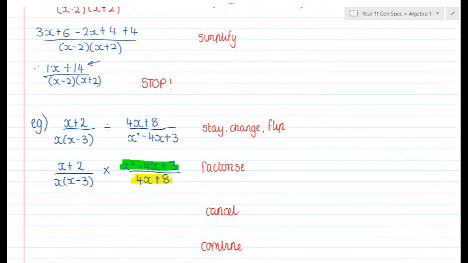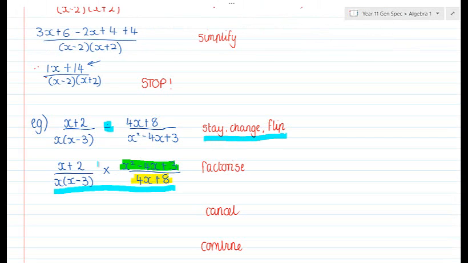Our second example is slightly different and requires different techniques. The first thing we see here is that we've got to divide. And when we divide fractions, we say change flip. So you can see that I've done that here on the second step. I've flipped the second fraction upside down and changed it to a times.